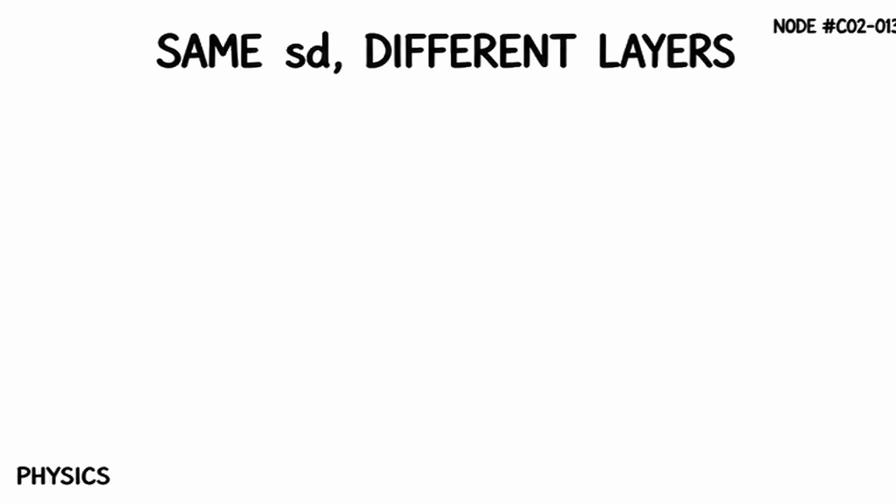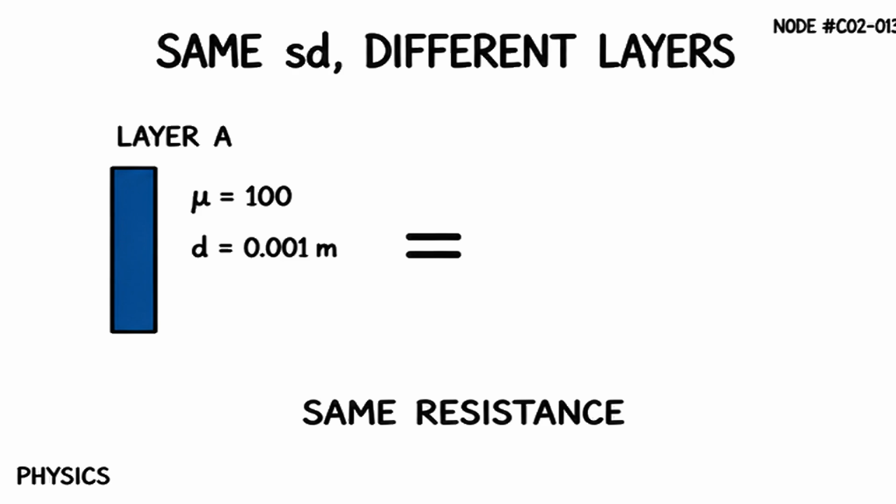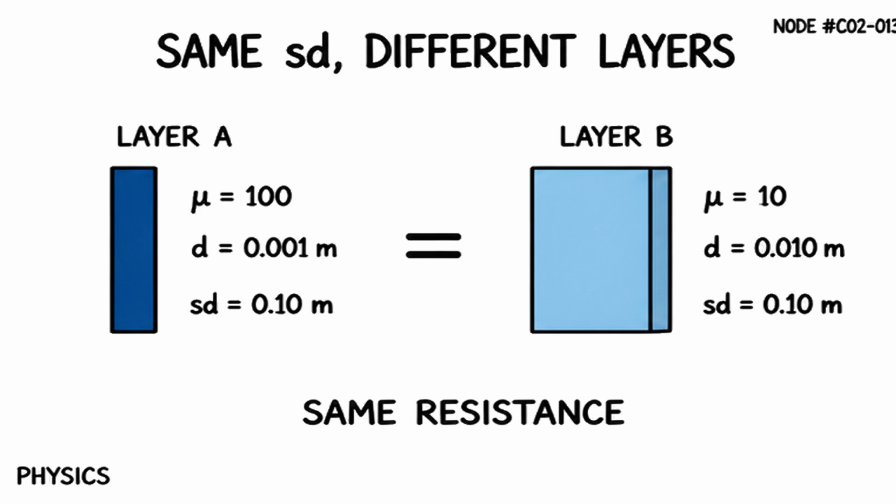Different combinations can give the same SD. Layer A, mu 100, D 0.001 meters, SD 0.10 meters. Layer B, mu 10, D 0.010 meters, SD 0.10 meters. Thin and dense, or thicker and less dense, meet at the same resistance.